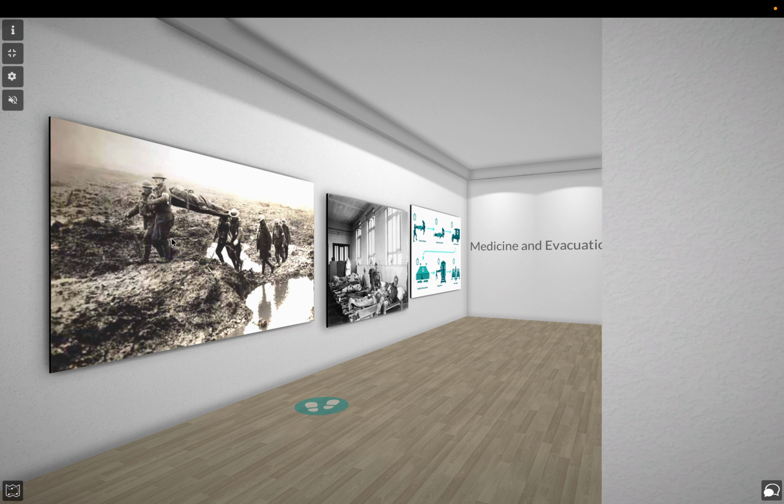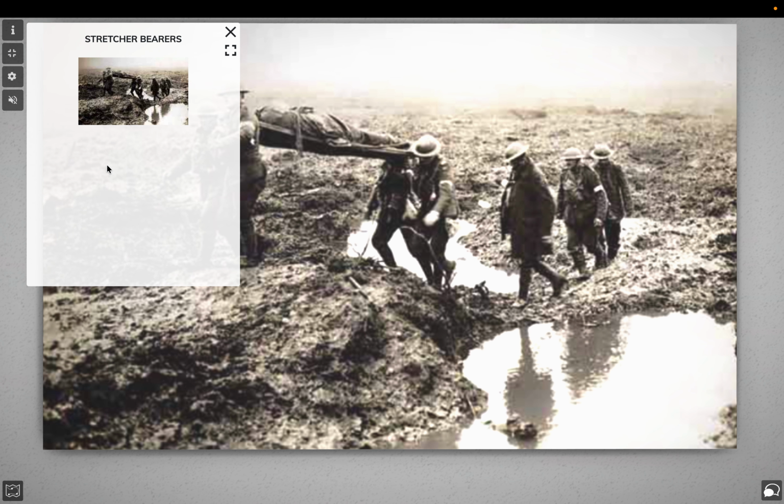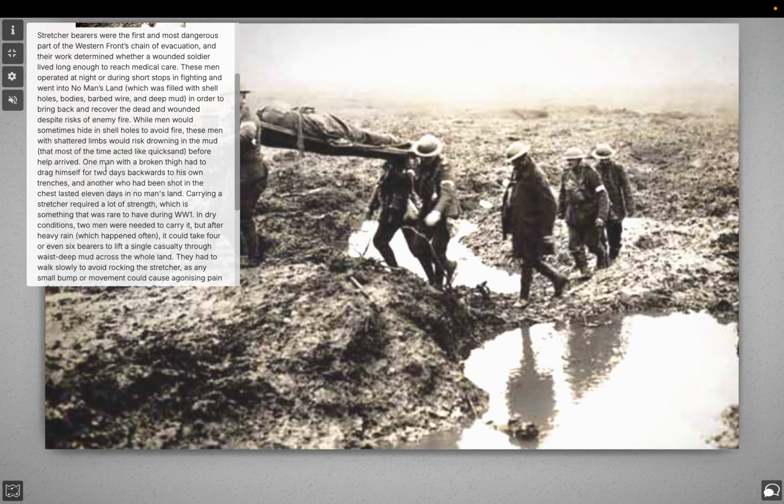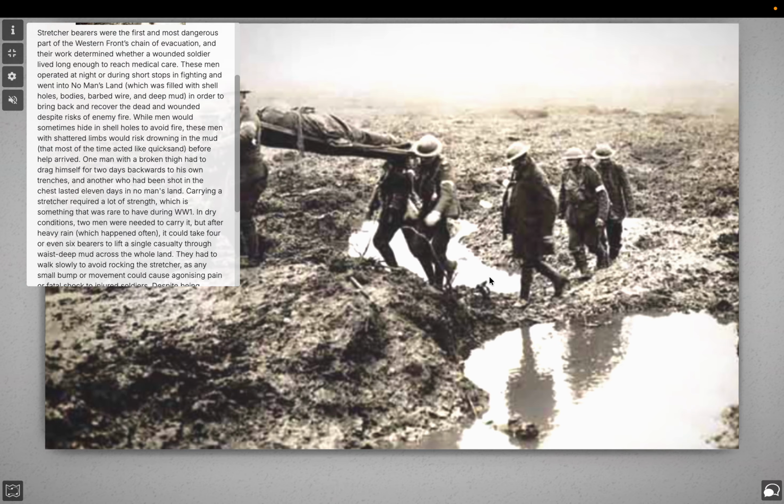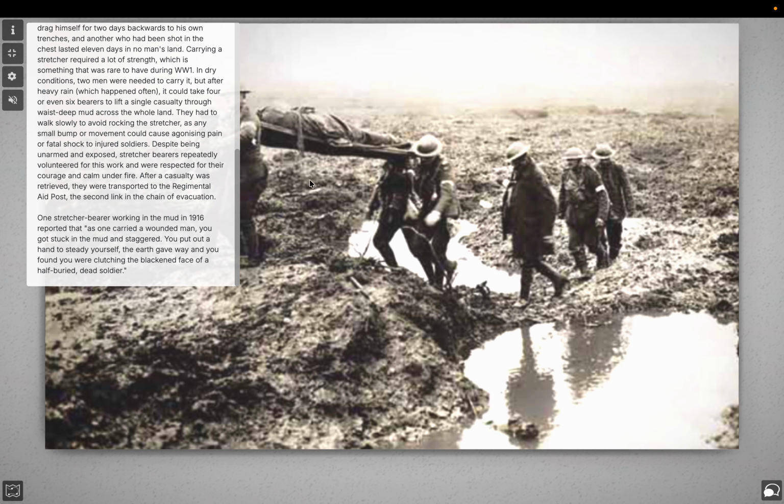This is the chain of evacuations. I'm going to talk about it. These are stretcher bearers. They were volunteers, and there weren't many of them, by the way, which made it really hard to get to a lot of people. So they would go out where there were pauses in the fighting and get these people. But it was a really hard job because you had to take these heavy men in the middle of all this mud while trying not to jostle them too much, or it could be deadly.